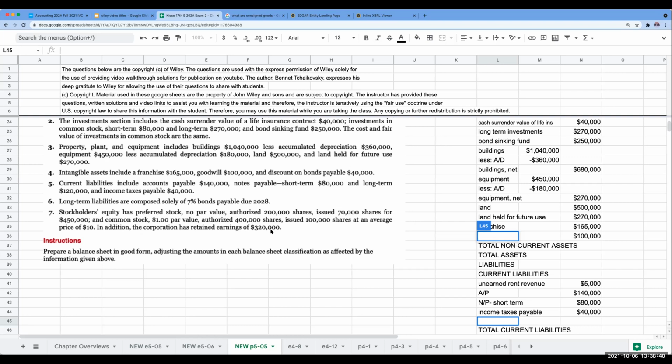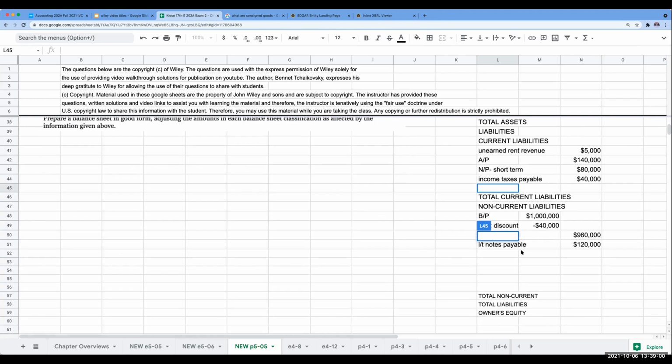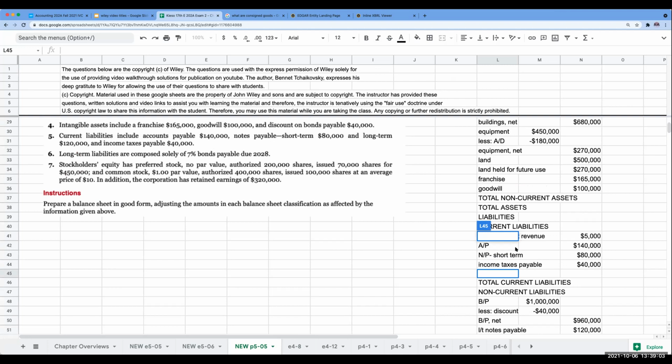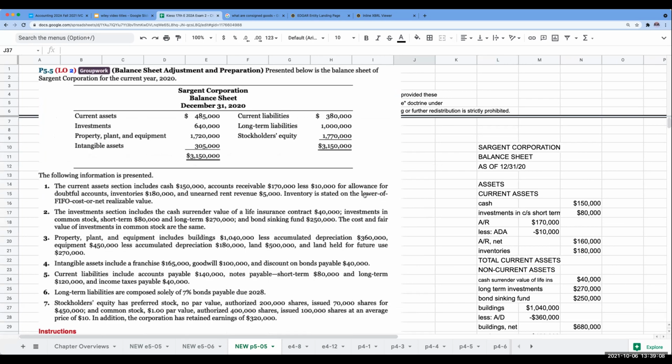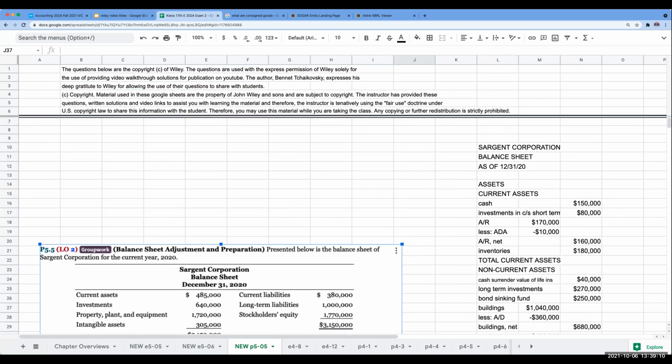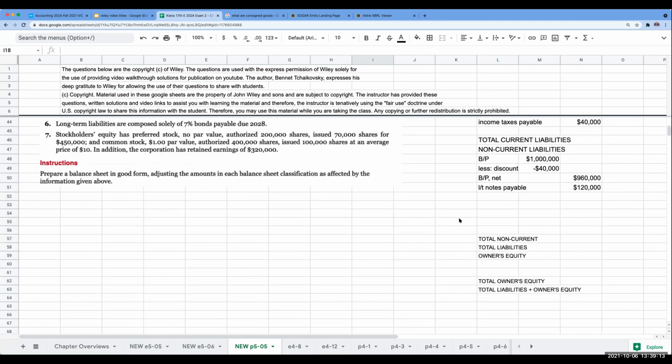I don't know what that means. When I see average price of 10, I'm assuming that that's going to be an average selling price of 10. So let's have some fun with this. Under the owner's equity part here, I'm just going to move this down to help us out. Hopefully I don't screw this one up.